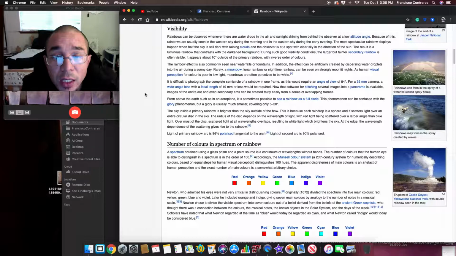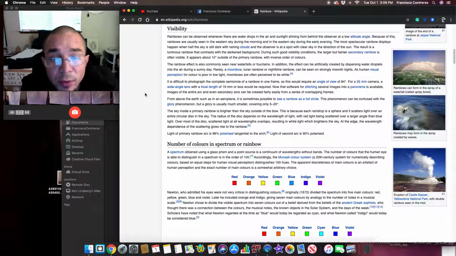The sky inside a primary rainbow is brighter than the sky outside of the bow. This is because each droplet is a sphere and it scatters light over an entire circular disk in the sky. The radius of the disk depends on the wavelength of light, with red light being scattered over a larger angle than blue light. Scattered light at all wavelengths overlaps, resulting in white light which brightens the sky. At the edge, the wavelength dependence of the scattering gives rise to the rainbow.